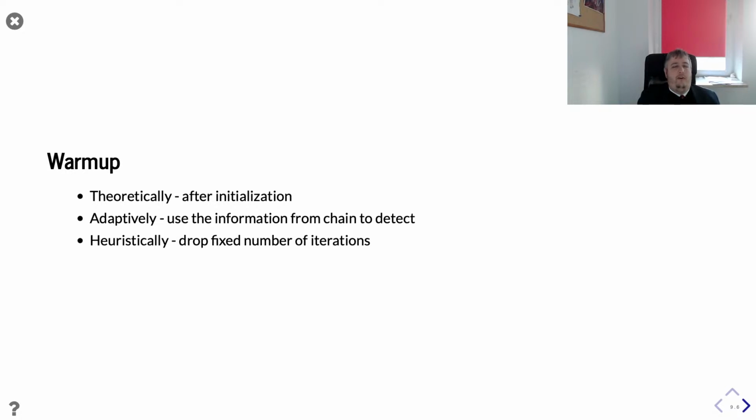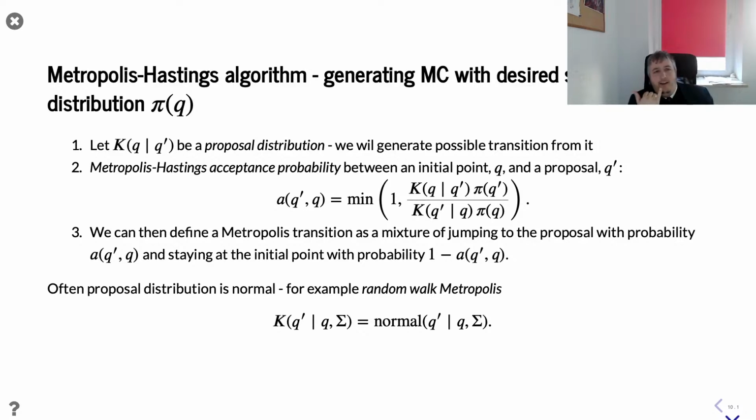That is, we use the information from the chain itself to see how it behaves, so that we can say, okay, we are now in the typical set. Or the most practical approach, used in multiple statistical computation software, is to use heuristic methods to just drop a certain number of iterations. By default, for example, in Stan or PyMC, 1000 iterations are dropped and 1000 iterations are used for computation. And how do we find a Markov chain with the desired stationary distribution?